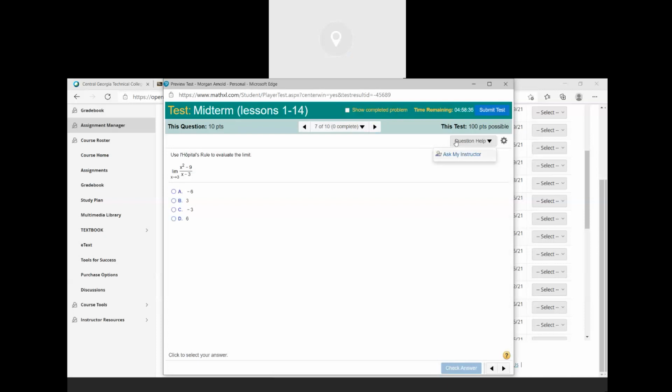Question 7 just has ask my instructor, but again, it's a simple L'Hopital's rule problem. You may not even need my help, but it's there if you need it. Question 8, again, a simple derivative problem, but if you need my help or need to ask a question, ask my instructors there. Question 9, find the length of the curve. Ask my instructor.